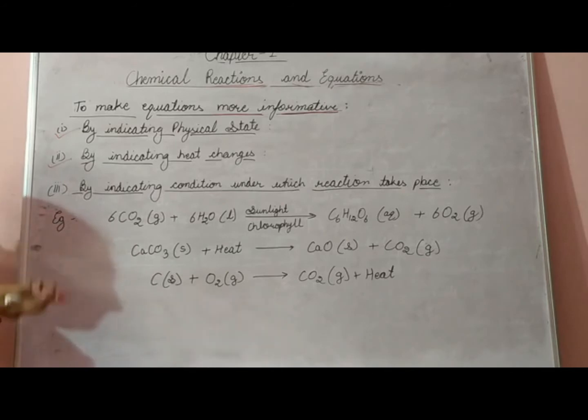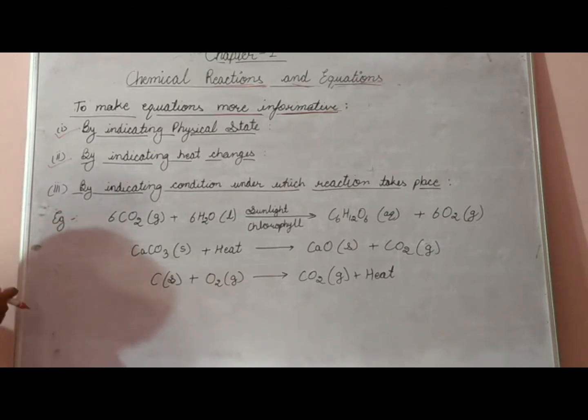By using this we can mention whether the reactants or products are in liquid state, solid state, gaseous state, or aqueous solutions. Then by indicating heat changes, we have studied that equations can be of endothermic or exothermic type. That means heat could be evolved or absorbed. The heat or energy changes we can also indicate by writing the heat either along the reactant side or along the product side.